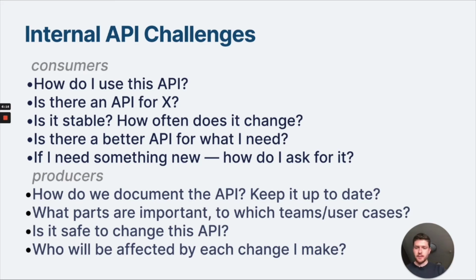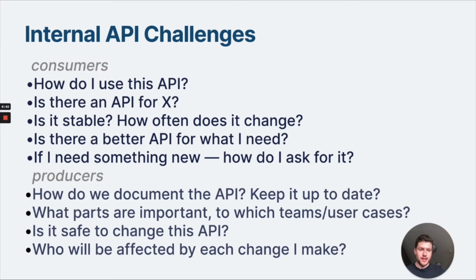If you're a producer, it's always a challenge to figure out, how do we document the API and how do we keep that documentation up to date? People have tried everything, but there haven't been good tools and good processes that make this easy for teams, even though they know it's really important. Also, what parts of my API are actually important? To which teams? What are their use cases? Perhaps a lot of my API isn't being used anymore. Why am I still maintaining it?